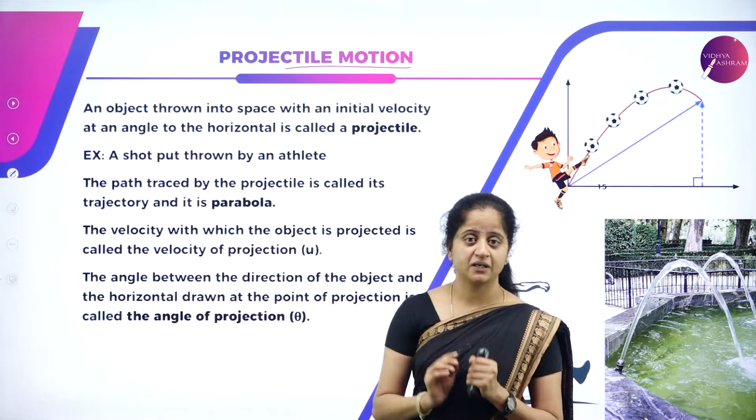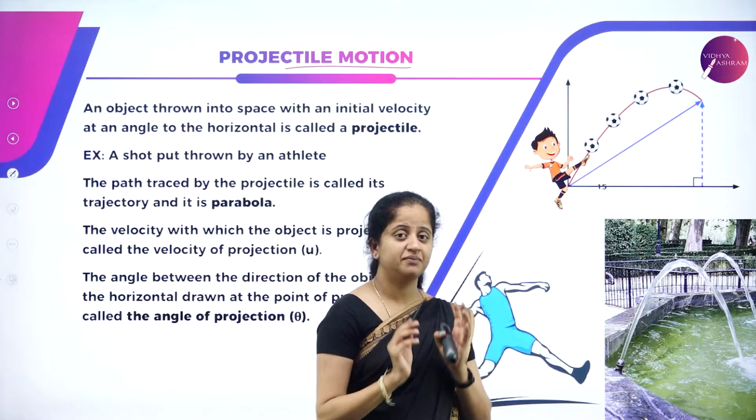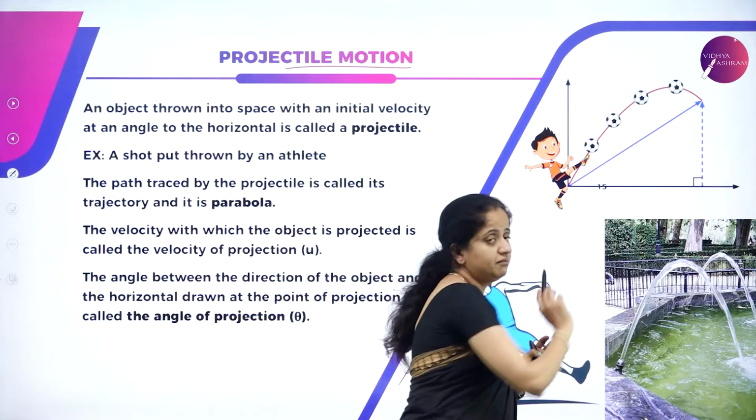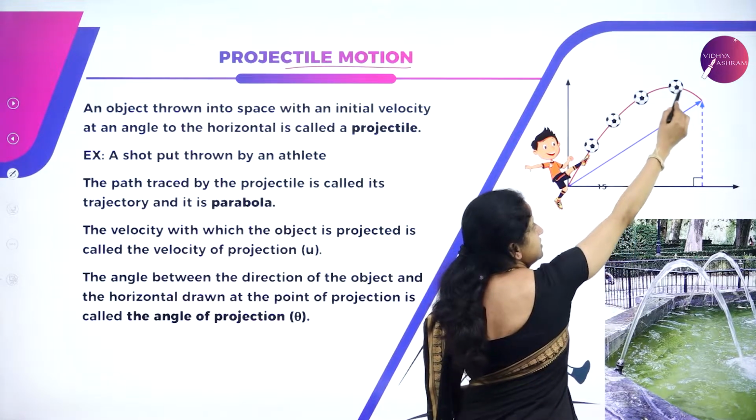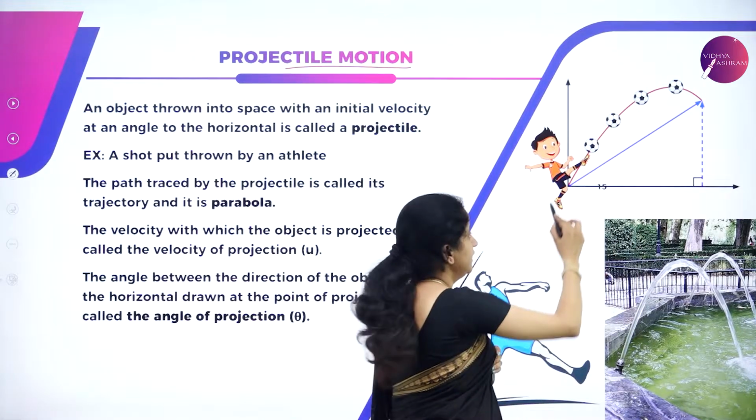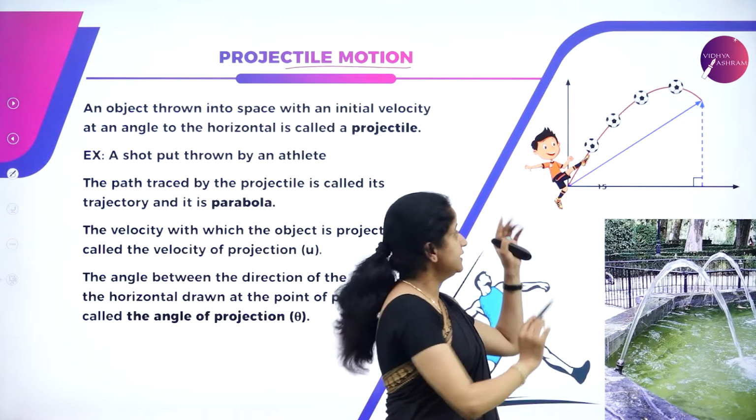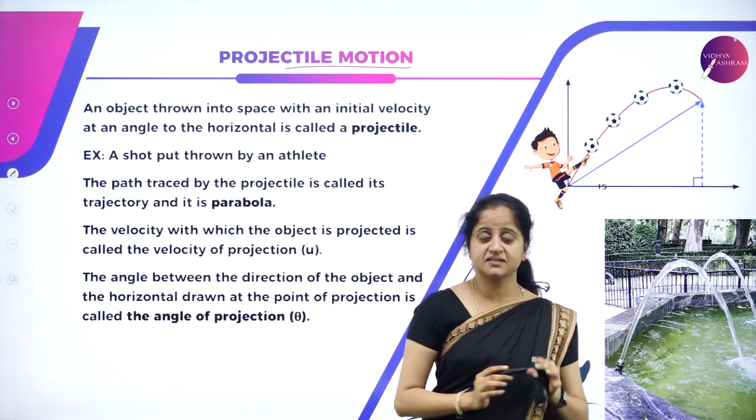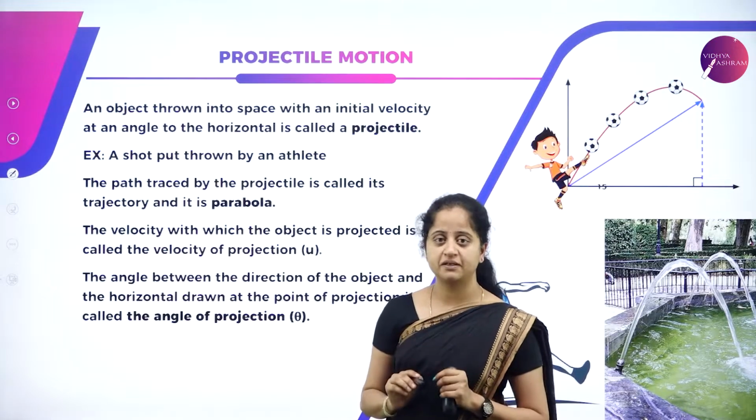Now we are moving on to one important concept, that is projectile motion. What is projectile motion? Before understanding the definition or the meaning, please look at this diagram carefully. Here the boy is kicking the ball, which is displaced from one point to another point. It is making some angle with respect to the ground. This diagram is enough to understand what a projectile is. Now let us understand what projectile motion is.